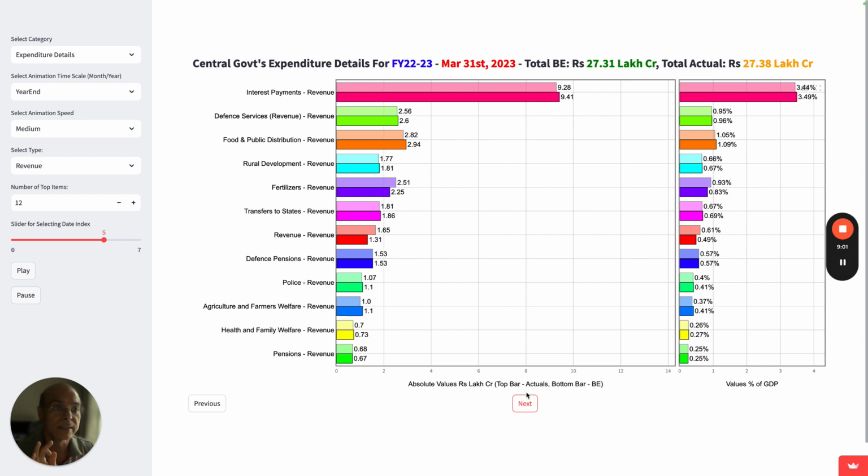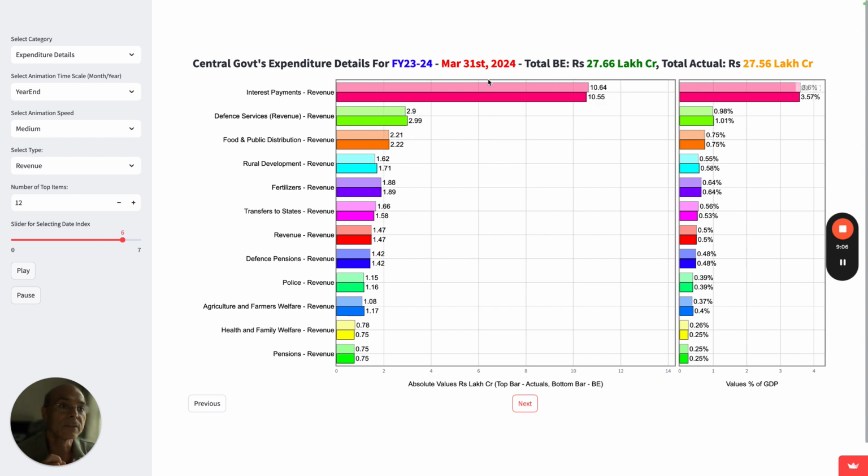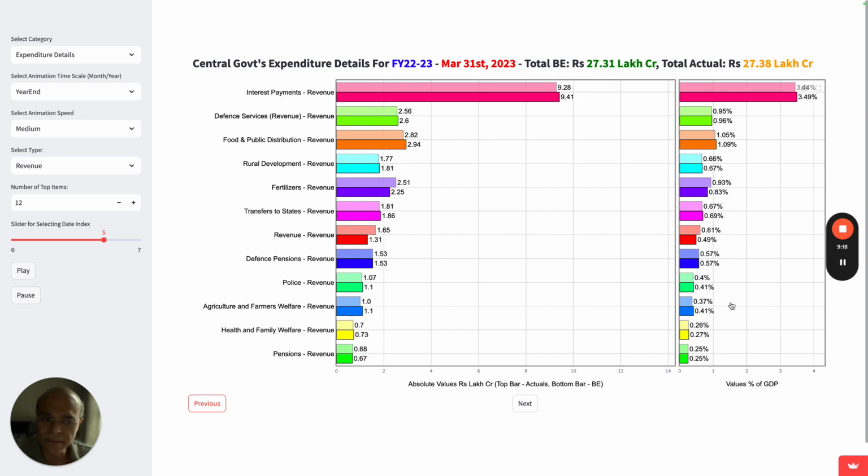So let me do next again. We come to 31st March 2024. You see that the interest payment is now 3.6% of the GDP, whereas the pension numbers have decreased. The central government pension is now 0.25% of the GDP. Earlier it remained the same. Now let's look at the defense pension number.